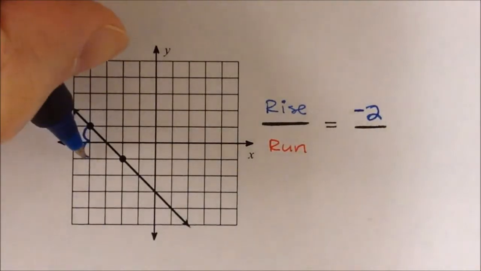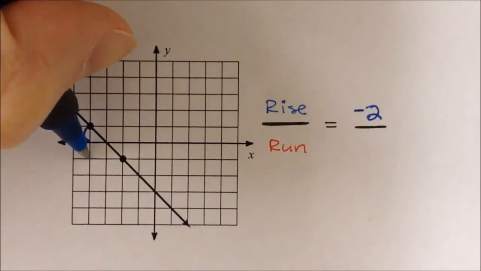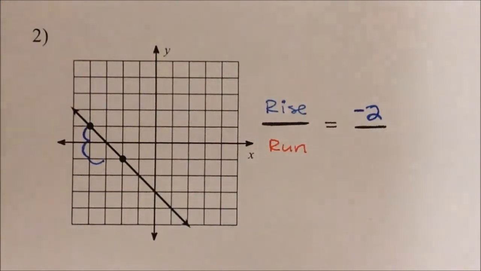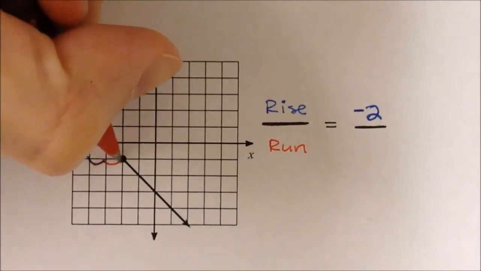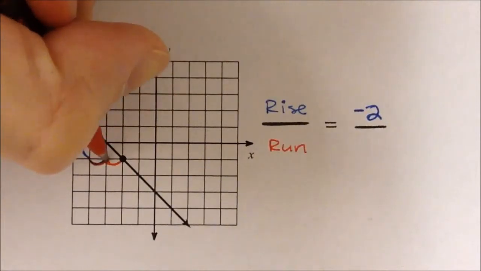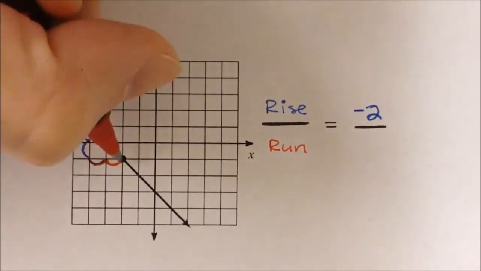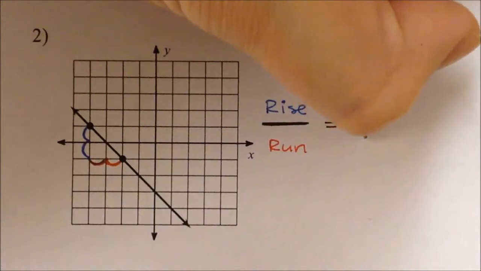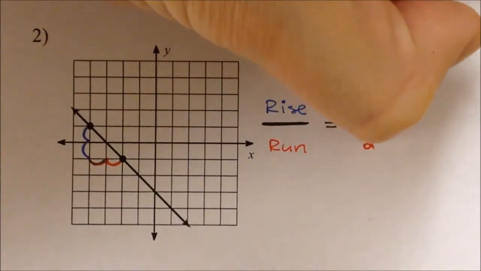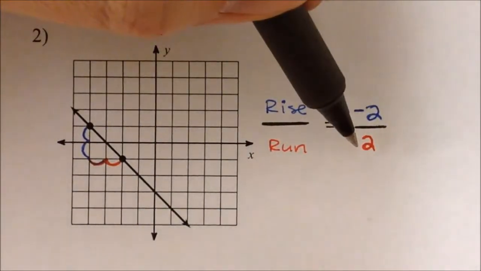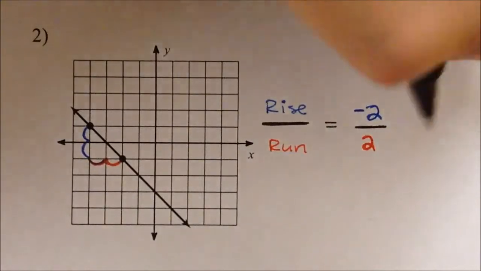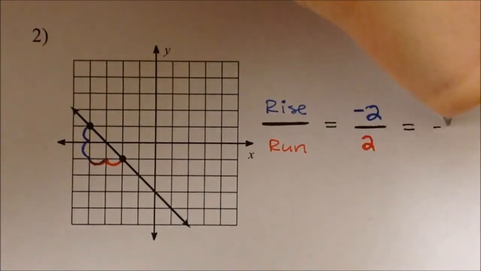And then I'm going to go to our second point doing our run. So 1, 2. So I went to the right 2 times, so +2. Now this one, -2 divided by 2, you can simplify that. That would be -1.